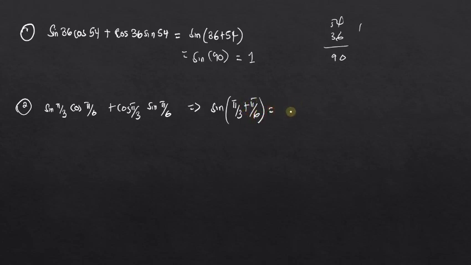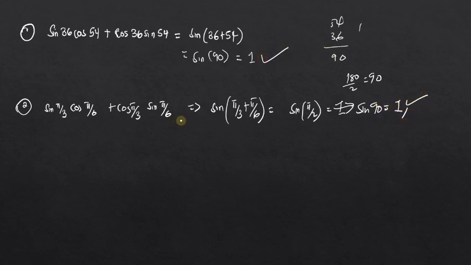So if you add the angles, you are going to get sine of pi over 2. And when you do that, pi, you know, is 180, and when you divide by 2 you get 90. So here it will be 1, because you'll be dealing now with sine of 90, which is equal to 1, like in this case.